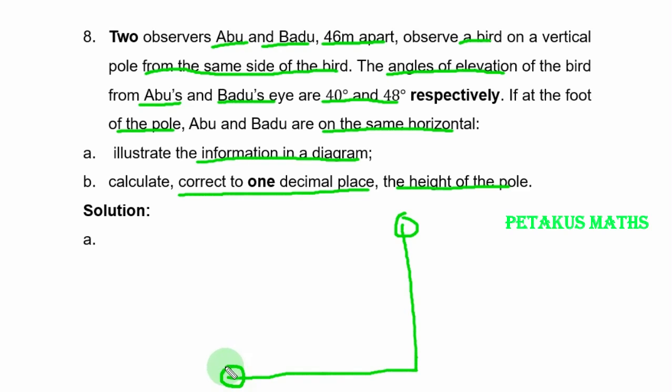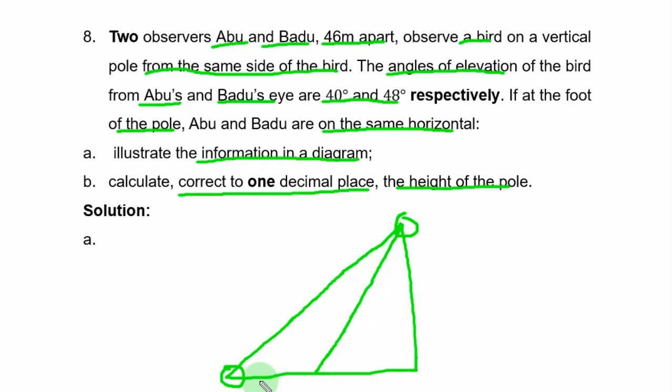The first observer is here. That is Abu looking at the bird on top of the pole. The second observer is here, Badu, looking at the same bird. The two observers are 46 meters apart. That is from here to this point.